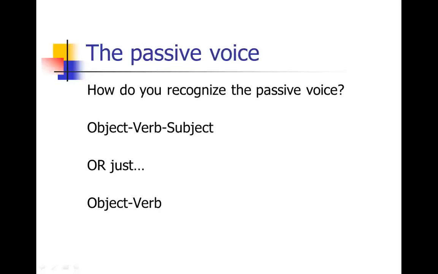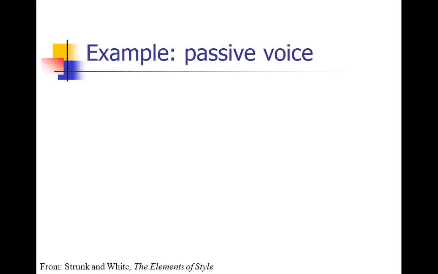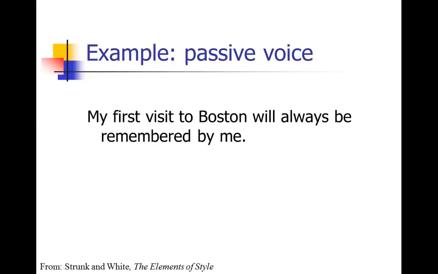And I'm going to try to get you in the habit of recognizing the passive voice so that you can turn it back into the active voice. So here's an example of a passive voice sentence. I took this sentence from Strunk and White. It's a very classic little book. If you want to pick up something else to read for this class, it's called The Elements of Style. It's very short. It's very good. So if you have some time and want to pick something up to read, I think you can even get that one online. So they wrote the sentence, "My first visit to Boston will always be remembered by me."